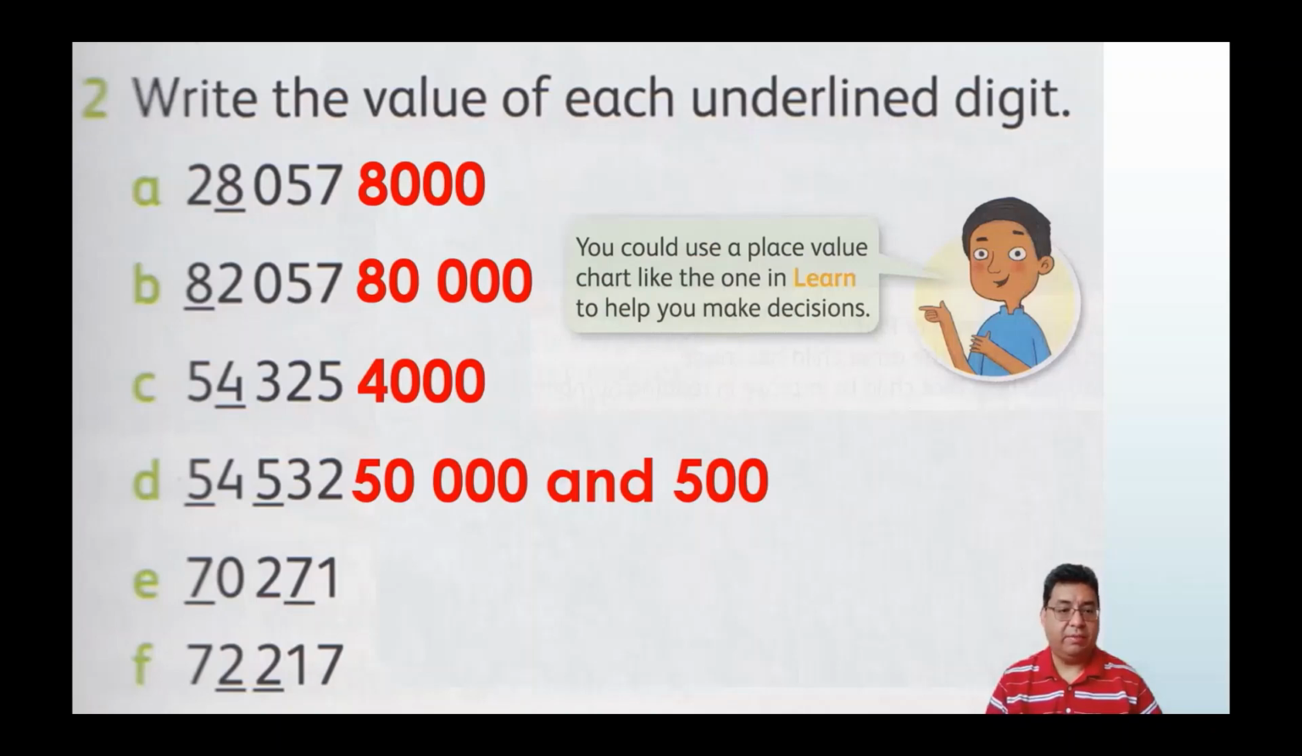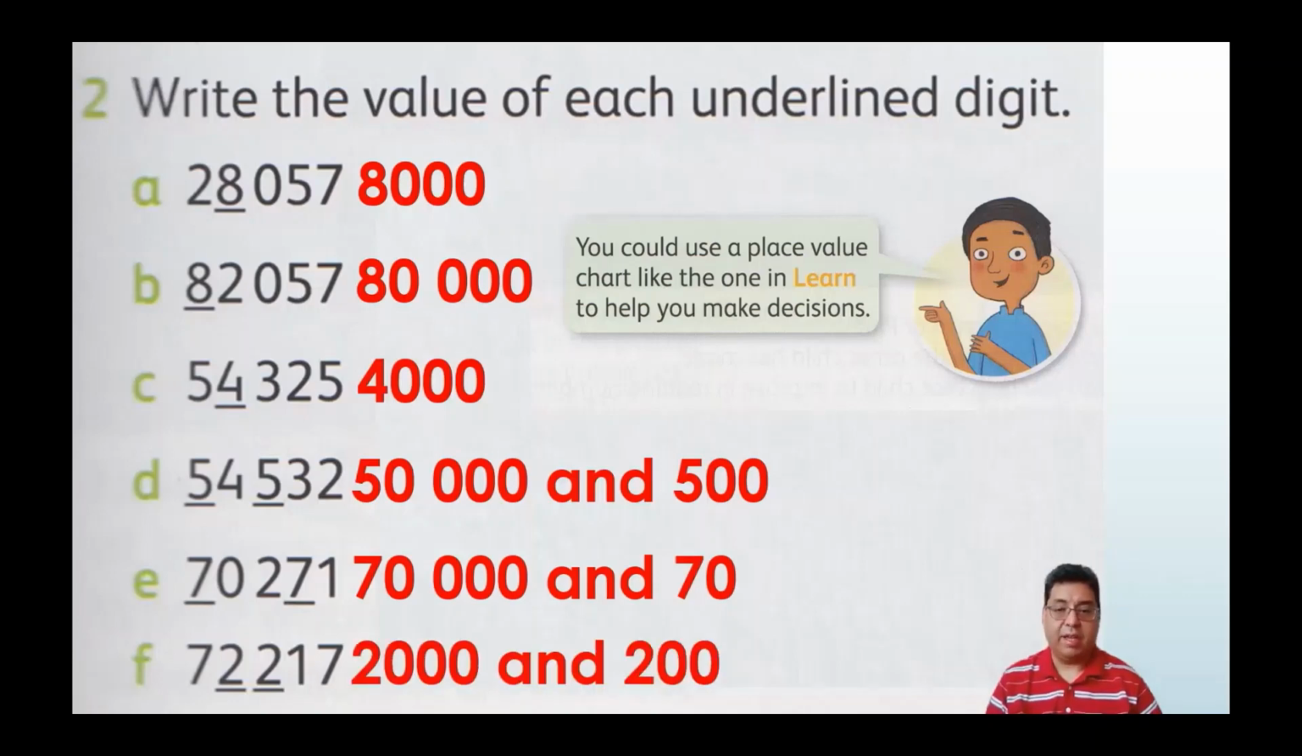50,500. For letter E, you would write it as 70,070, and for letter F, you would write it as 2,200.